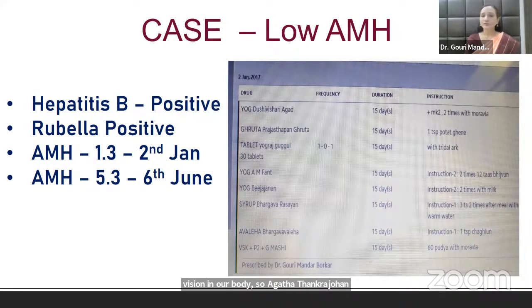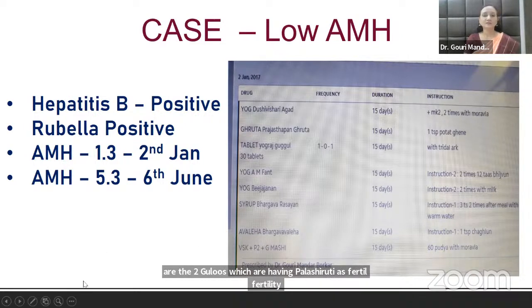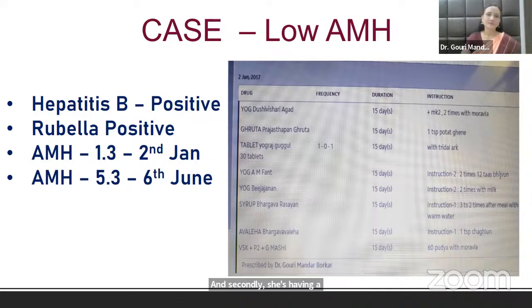Secondly, Prajasthapan Ghrita was given. I have already explained why it is given to the patients. Yograj Gugul and Trayodashang Gugul, these are the two Gugguls which have phalashruti as increasing fertility, or vrishya, so they were also used for this. And then this patient conceived, and she now has a child in her hand.